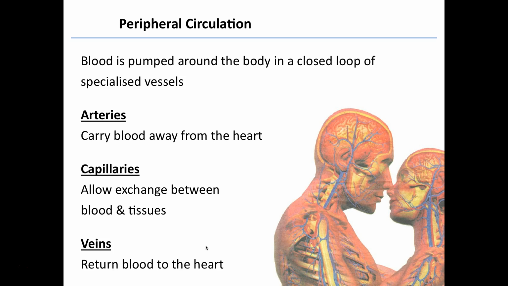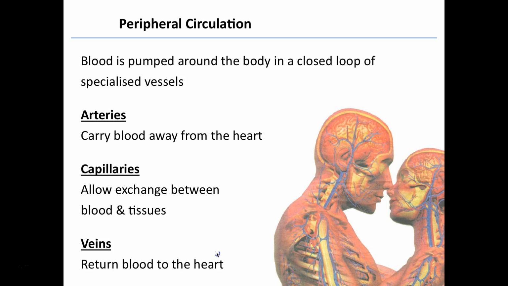Now, we're going to talk about the peripheral circulation. The peripheral circulation is all that circulation away from the heart. So we had the coronary circulation, and this is the peripheral circulation. This is how the blood is pumped around the body in a closed loop of specialized vessels, and these vessels include arteries, capillaries, and veins. So there are 3 types of vessels that we will talk about. But do remember, this is a closed loop. All blood that leaves the heart passes through the arteries, is exchanged as it moves through the capillaries, and then returns to the heart via the veins.